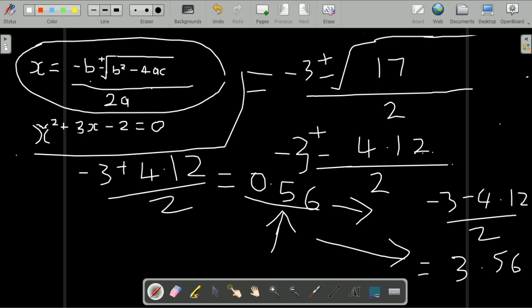A lot of people say my work is disorganized. It's all about following the right procedure. So in math, it's all about practice. So you can actually try out with other quadratic equations.